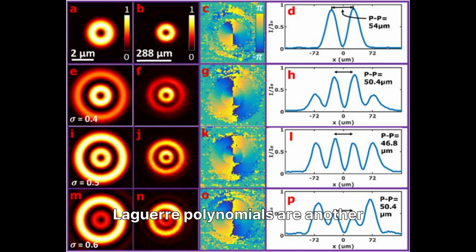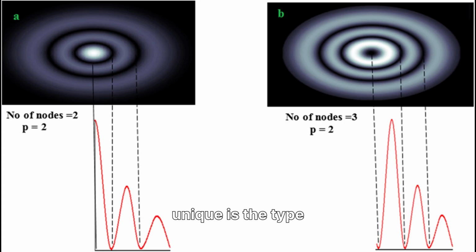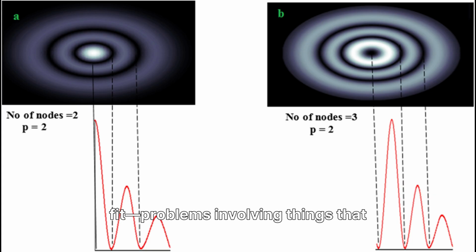Laguerre polynomials are another member of the family of special polynomials used throughout physics, engineering, and applied mathematics. Just like Legendre and Hermite polynomials, they form a structured set of curves that help us describe complicated behaviors in a clean, organized way. What makes Laguerre polynomials unique is the type of problems they naturally fit. Problems involving things that fade out, decay, or weaken as you move farther away from a certain point.